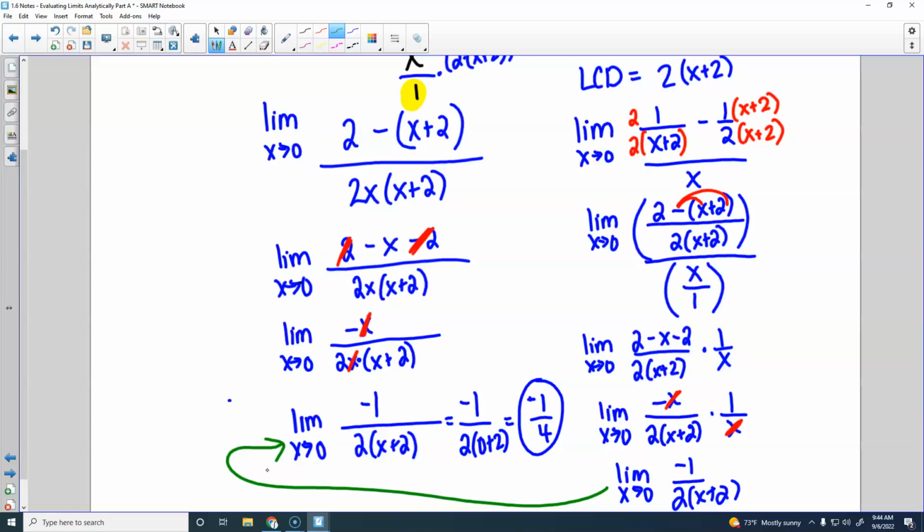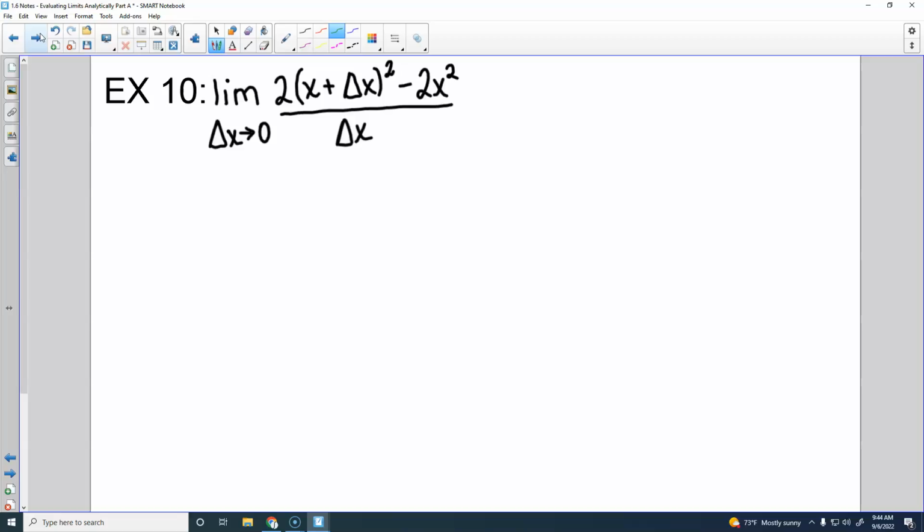So either one is fine there. Okay, and I've got one more that we're going to look at. Oh, this one looks bad, doesn't it?